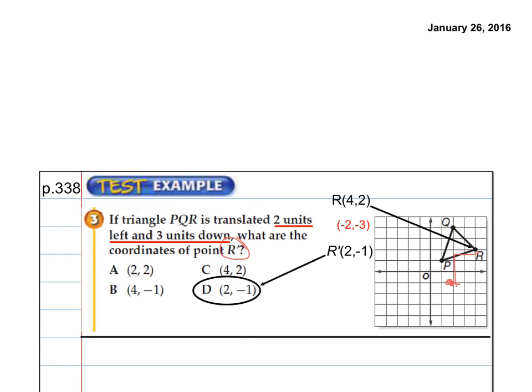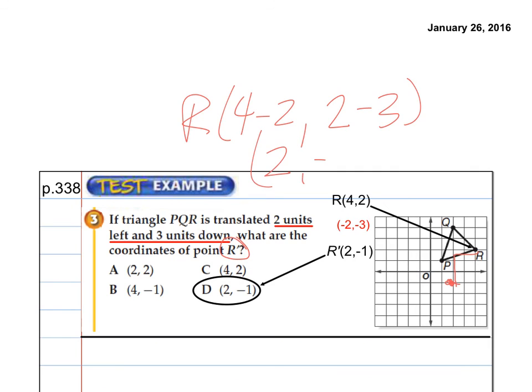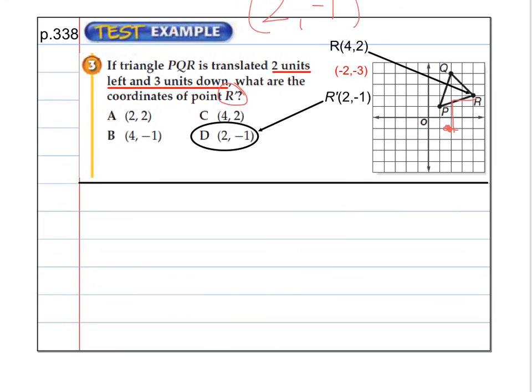Or you could do the same thing and do R. 4 is going to the left 2, and its y value of 2 is going down 3, and you do get that ordered pair. So either way, if you use the coordinate plane to move or use the basic adding and subtracting, you should get there.